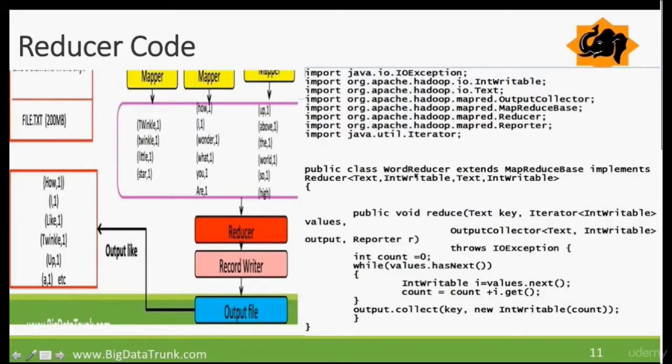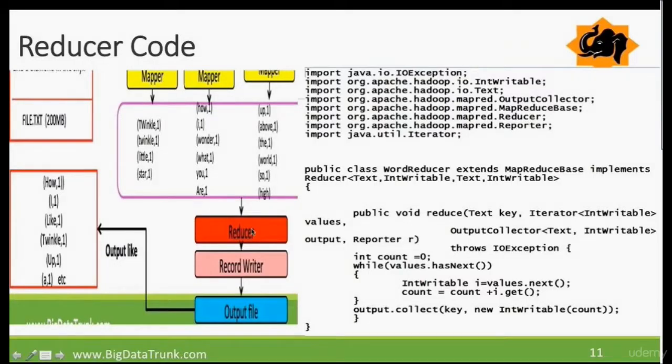Here I've defined it as word reducer, and we are extending the base of the reducer. So we're not writing it from scratch again, we are extending it. This also has 4 different arguments defined. The first 2, again, same pattern, are the input key value, and the last 2 are the output key value. But these are inputs and output for the reducer.